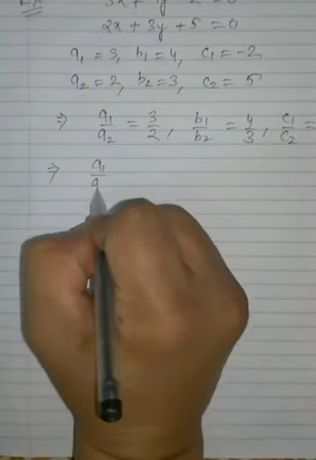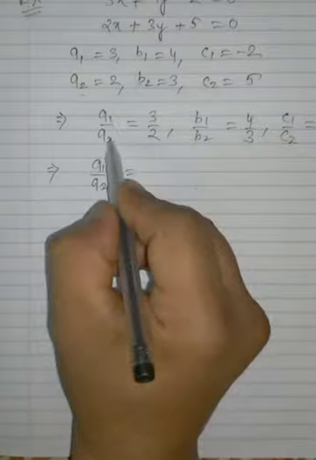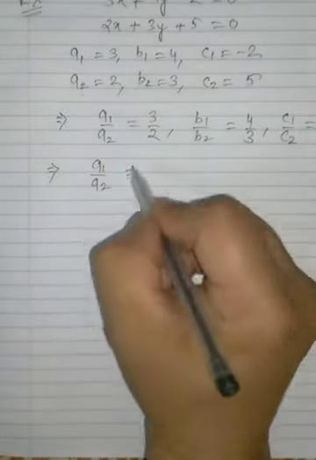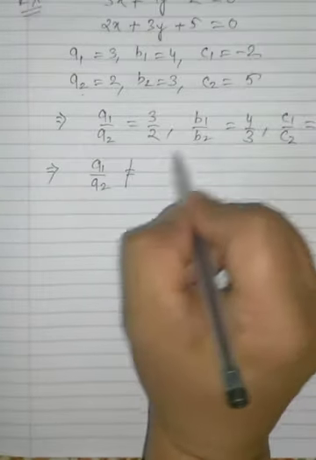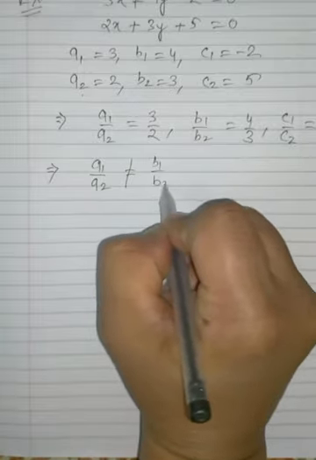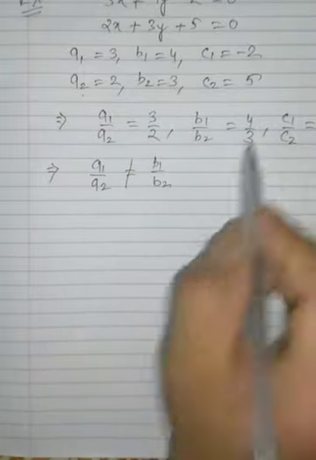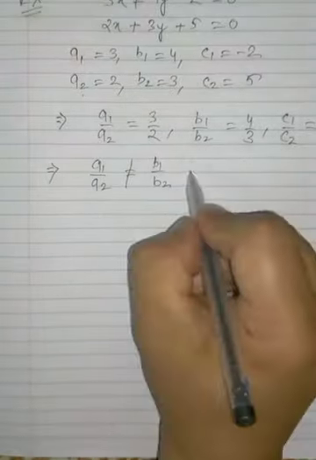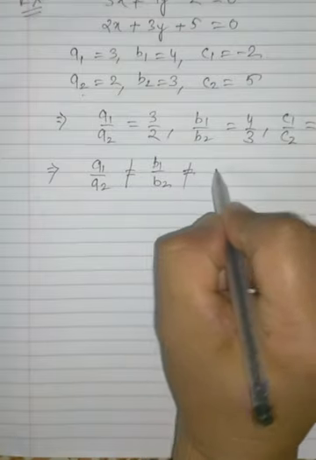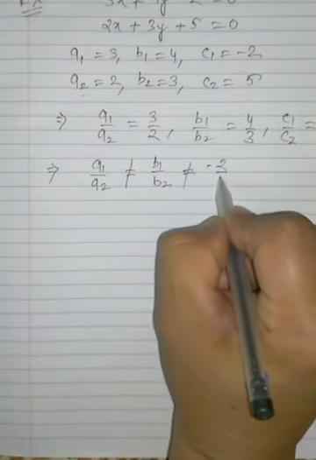That means a1 upon a2, which is 3 upon 2, is not equal to b1 upon b2, which is equal to 4 upon 3. It's not equal to minus 2 upon 5.